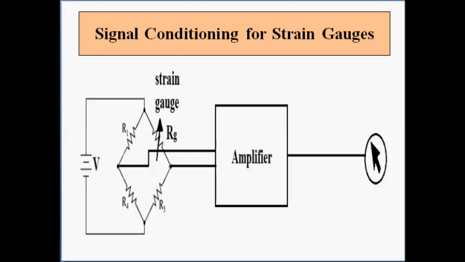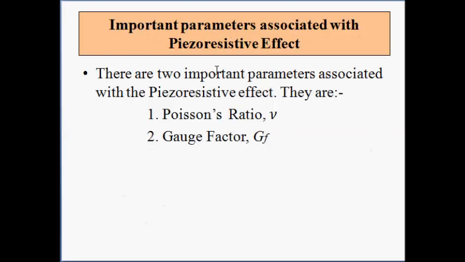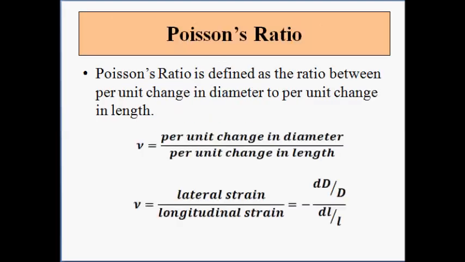Now, there are two important parameters which are associated with the piezoresistive effect or the strain gauge. Those two parameters are the Poisson's ratio and the gauge factor. These two parameters are very important when it comes to the efficiency of a strain gauge. Now, what is Poisson's ratio? Poisson's ratio is generally defined as the ratio between the per unit change in diameter of the material divided by the per unit change in length.